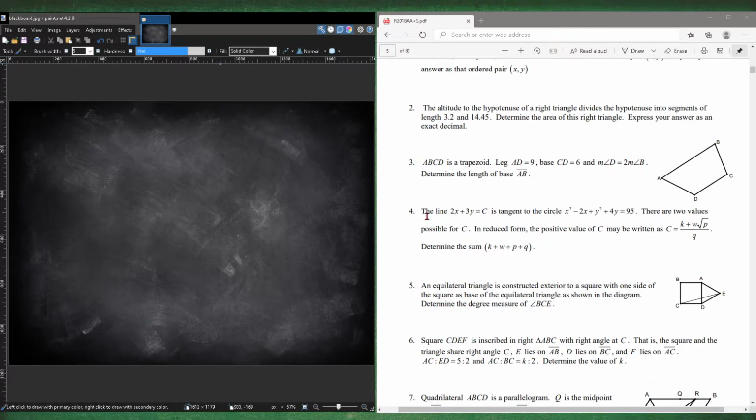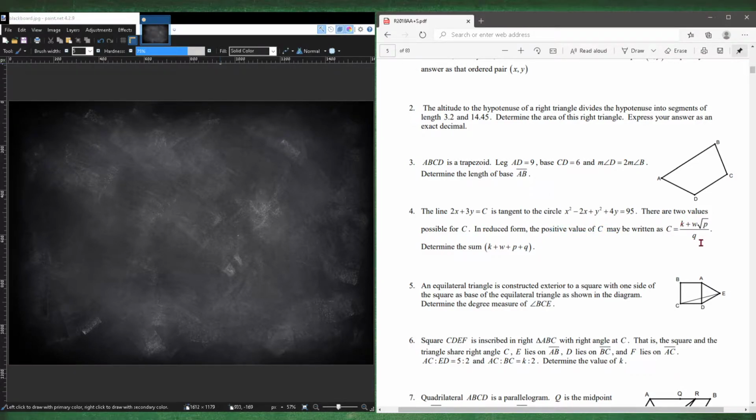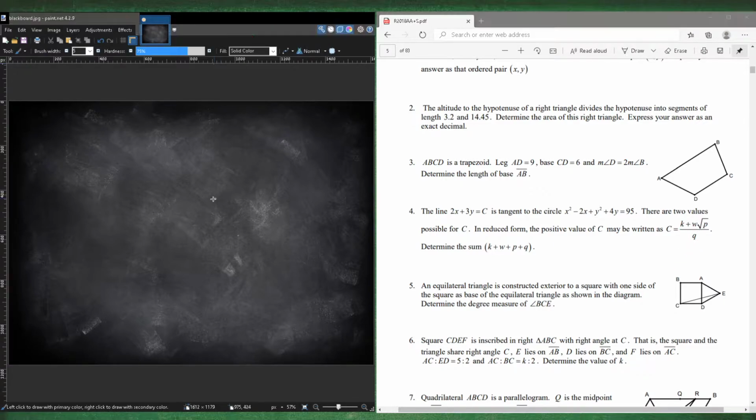So 4. The line 2x plus 3y equals c is tangent to the circle x squared minus 2x plus y squared plus 4y is equal to 95. There are two values for c, and then they ask for the positive value of c, and it's in this form, and we have to find the sum of the coefficients, basically.